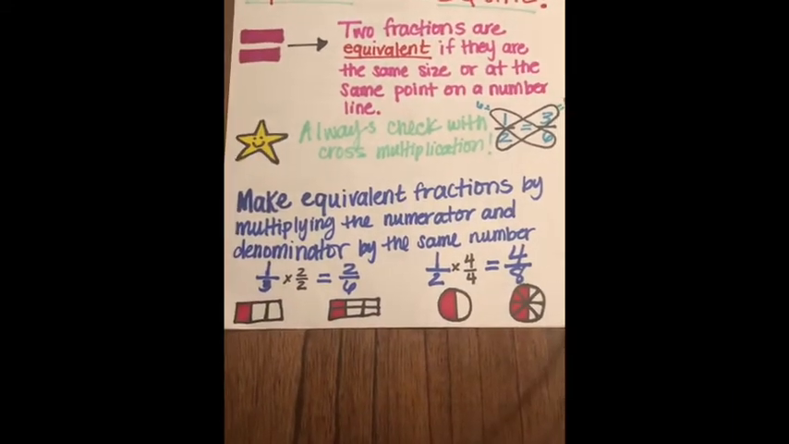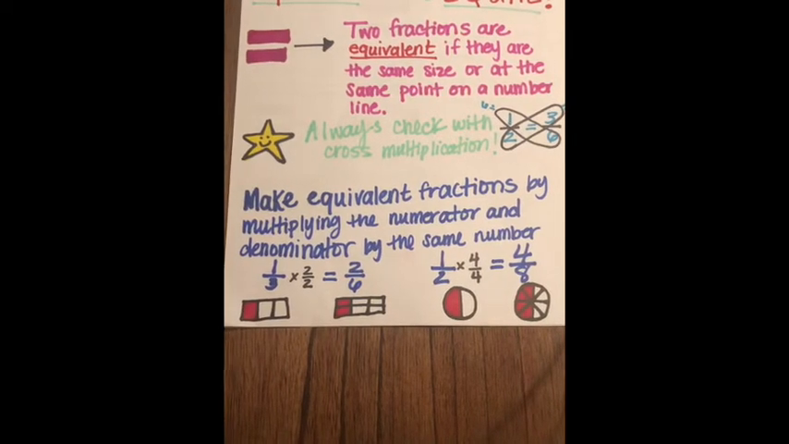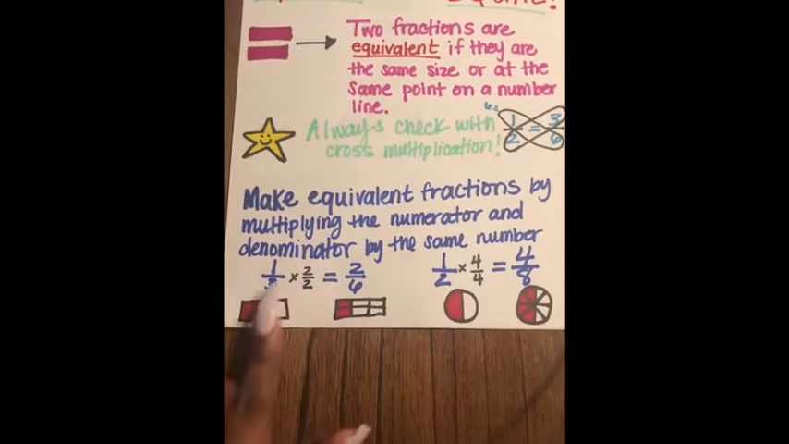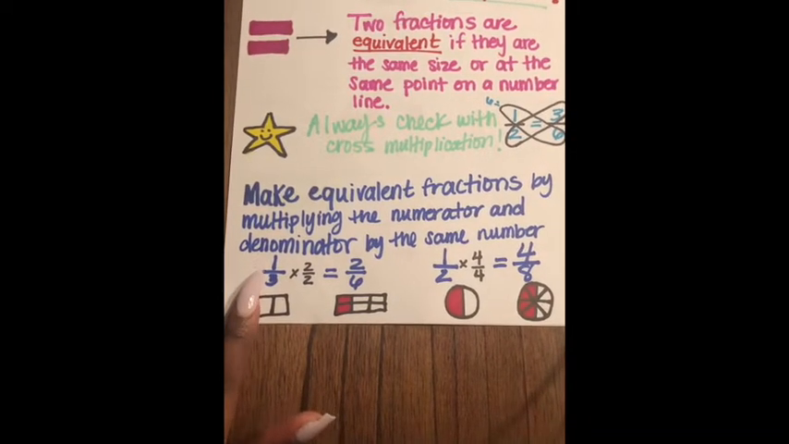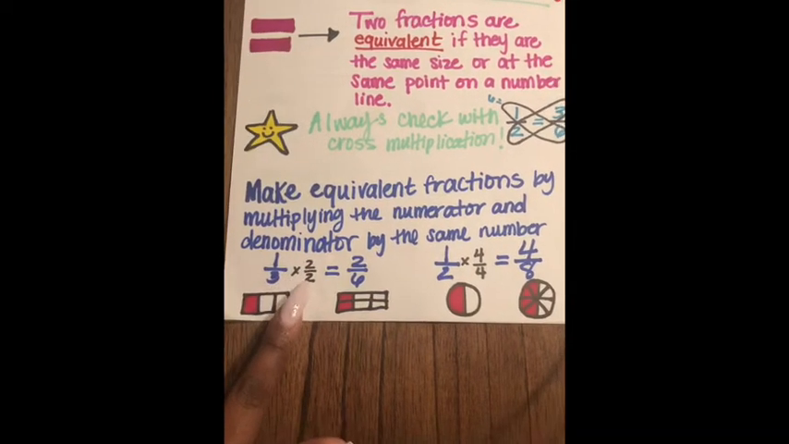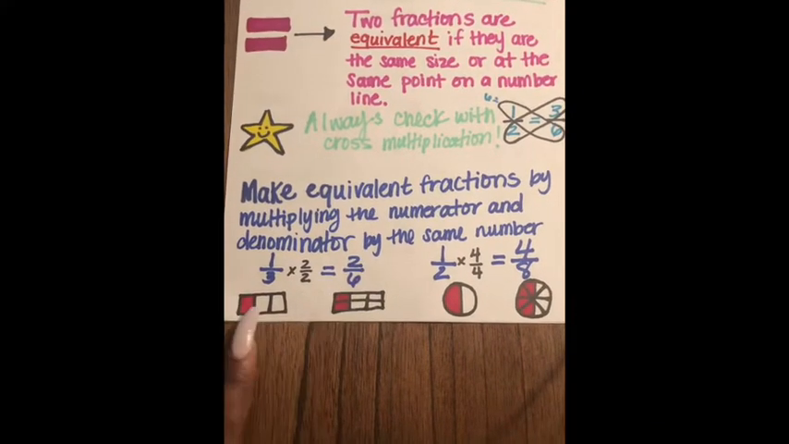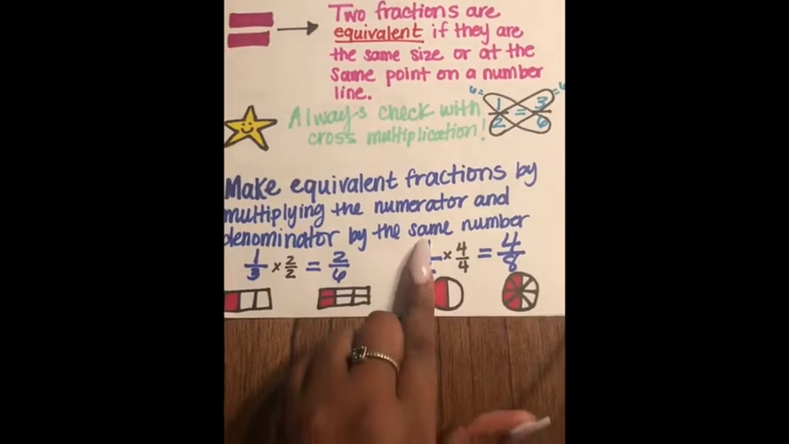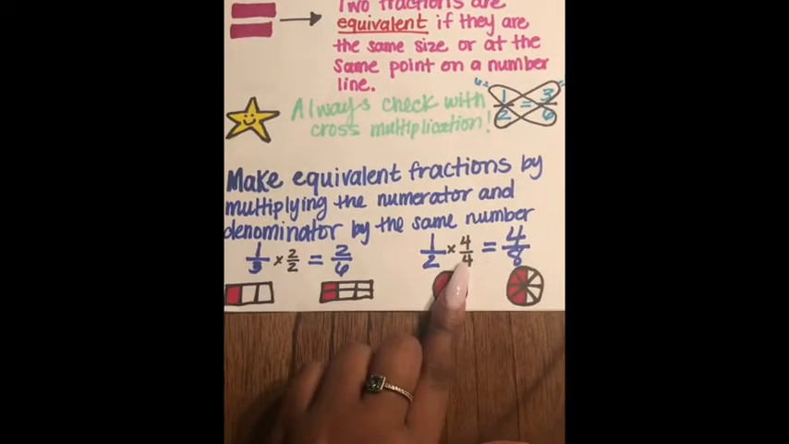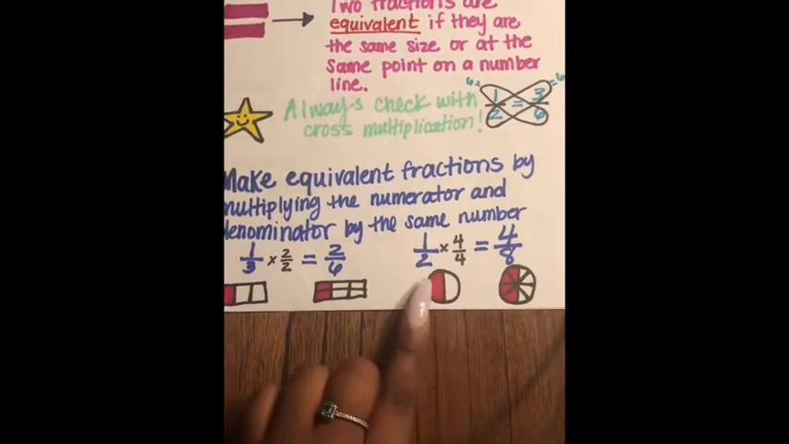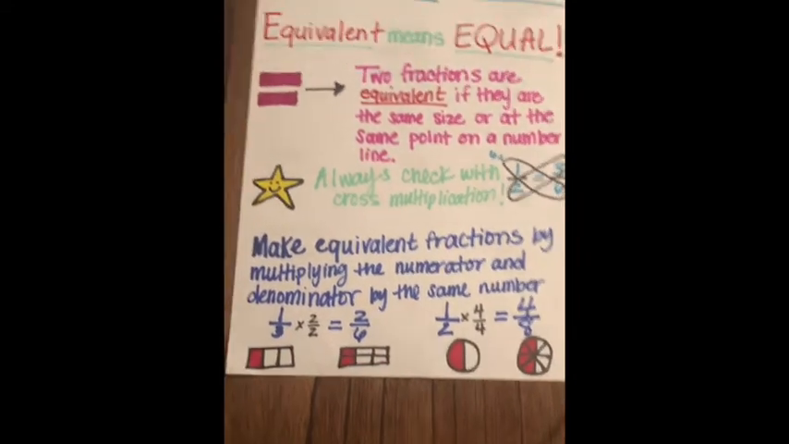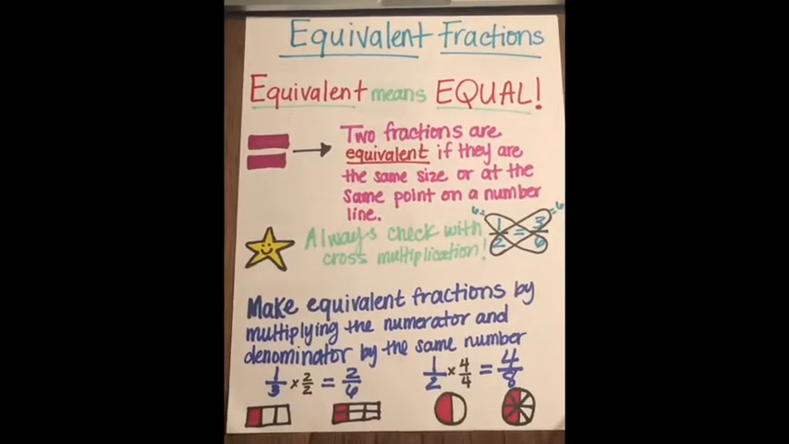You can also make equivalent fractions by multiplying the numerator and denominator by the same number. And so here we have 1/3 times 2/2, and it gives us 2/6, and we look at this here and we see that it is equivalent. Same here, we have 1/2 times 4/4, and it gives us 4/8. And if you look at the two circles here, you see that it's taking up the same amount of space. And so here's another look at our anchor chart.